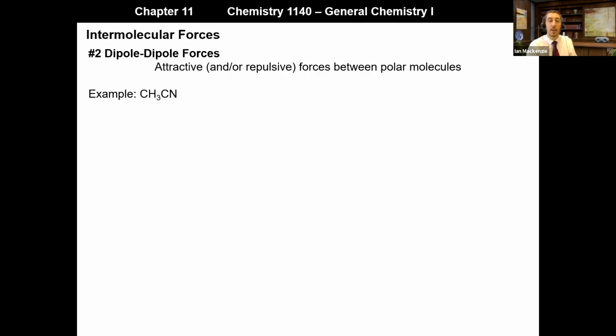And an example here is acetonitrile, CH3CN. I can draw it out and show that it's a polar molecule that has a net dipole that points towards the nitrogen. So the nitrogen end is the partial negative end, and the carbon on the left is the partial positive end of the molecule.